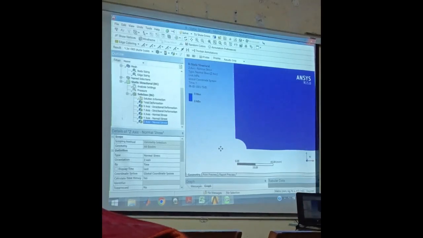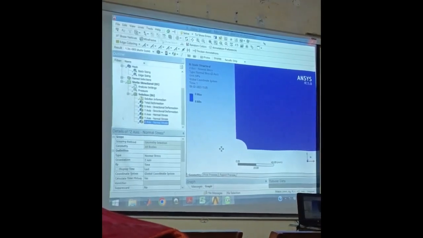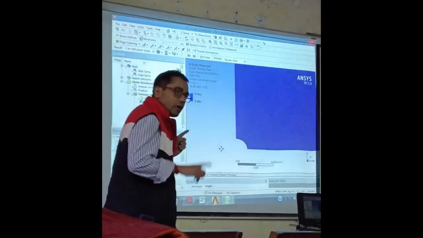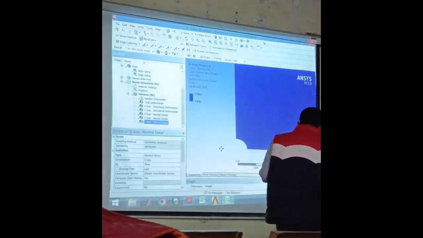First question is why it is 0? Only one answer, that is plane stress problem. 2D problem does not always mean stress in z direction is 0. Because a 2D problem can have three types: plane stress, plane strain, and axisymmetry. In axisymmetry also you can see some stress in the z direction. So the answer is plane stress.